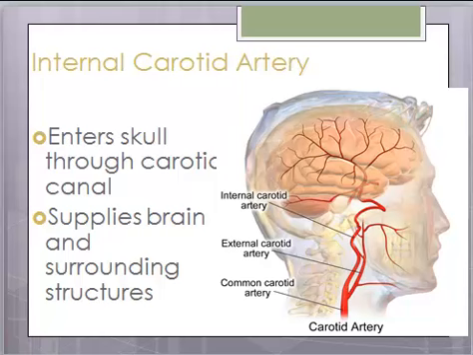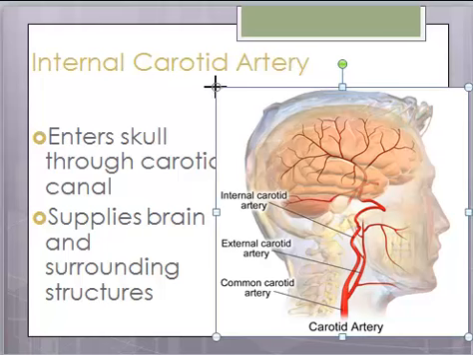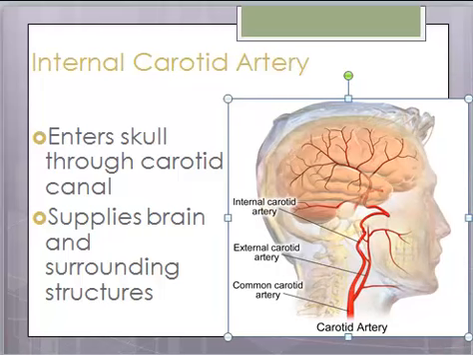Now the internal carotid. So here's the common carotid, and here's the external carotid, and the internal carotid. The internal carotid is heading up to nourish our brain. The external carotid is kind of veering forward here, supplying our teeth, our face. So the internal carotid will enter the skull through, I'm going to shrink this picture just a little bit so we can read this slide. It enters the skull through the carotid canal, and it supplies the brain and the surrounding structures.